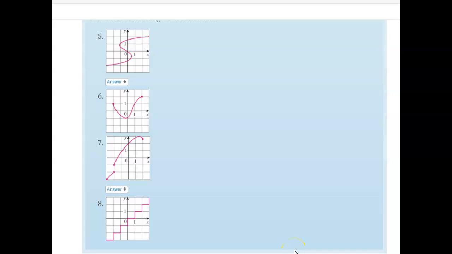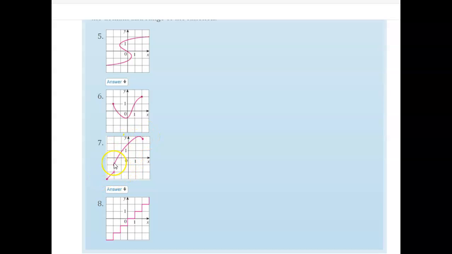Here we want to determine which of these graphs are functions. Remember that if you're looking at a graph and it fails the vertical line test, so you put a line down and it touches the graph more than one time anywhere, then the graph is not a function. So this one is not a function. This one is a function. This one also is a function.